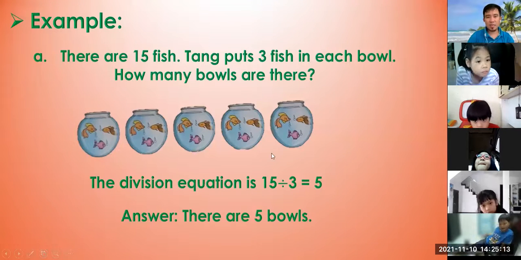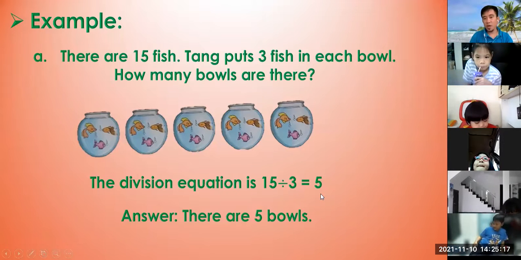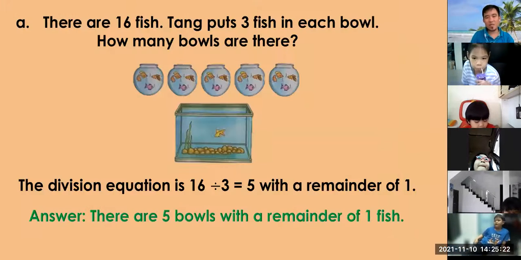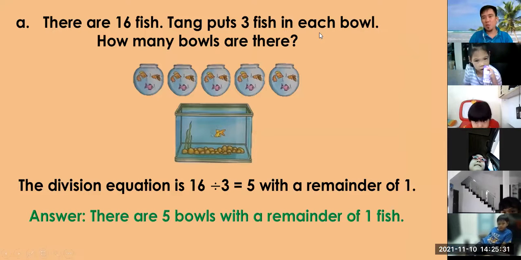You can see it here. 15 fish divided by 3 is equal to 5. So this one is without remainder. And another example here, 16 divided by 3, we can see that there is 1 fish left. So that means this is the remainder, remainder 1.